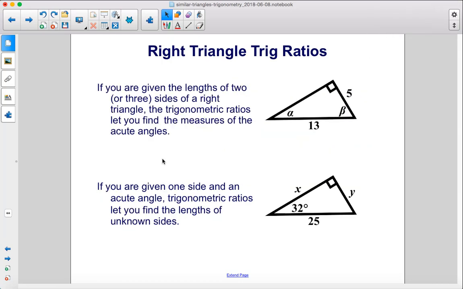If you are given the lengths of 2 or 3 sides of a right triangle, the trigonometric ratios let you find the measures of the acute angles. If you are given one side and an acute angle, trigonometric ratios let you know the lengths of the unknown sides.